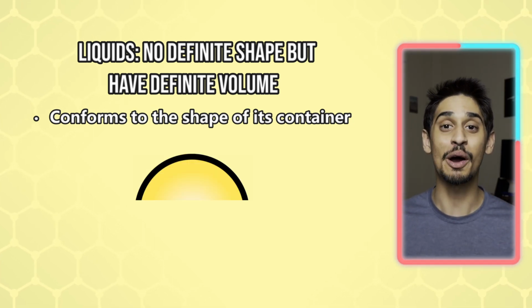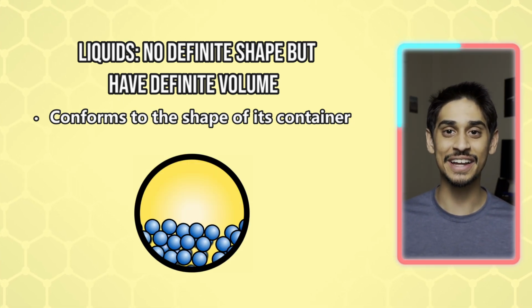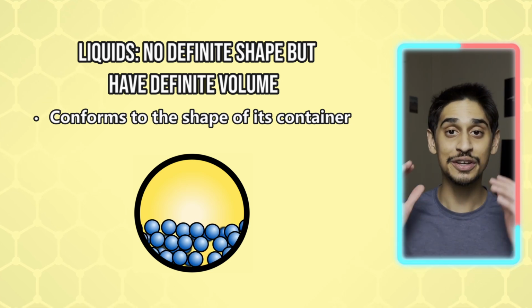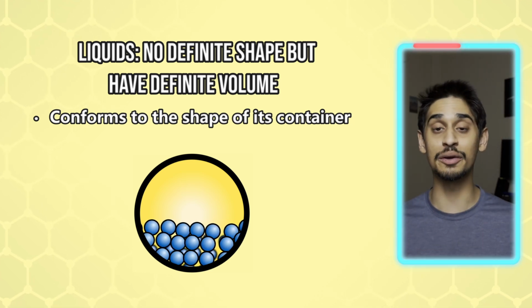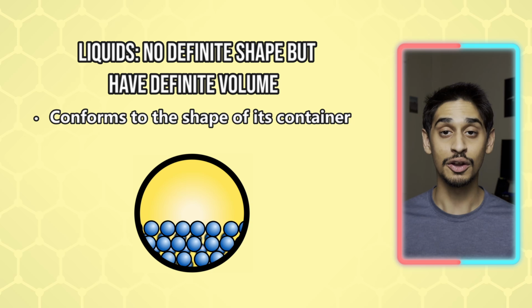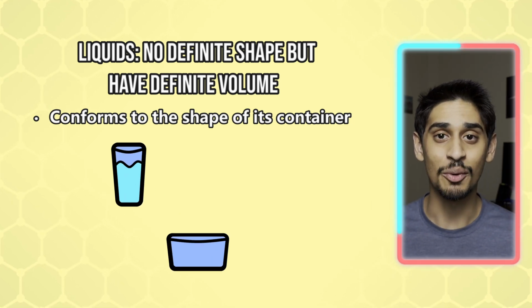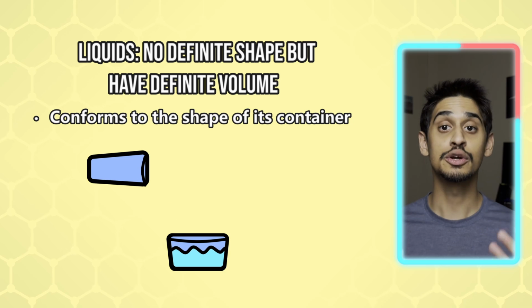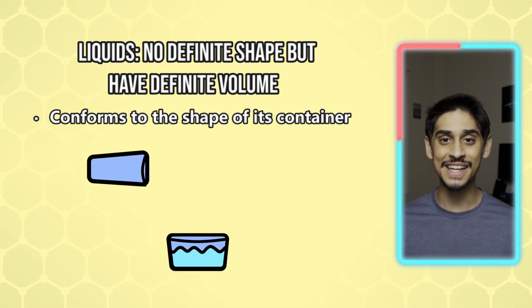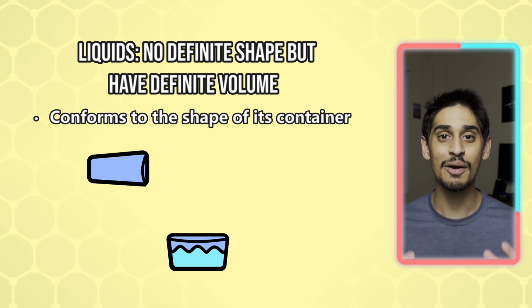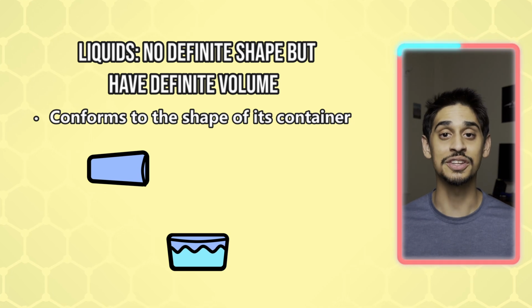This occurs because while the molecules are still stuck together like they are in solids, they aren't fixed in place, and they can move freely around each other, making it so that they can conform to the shape of their container. Think about a tall, skinny glass of water and pouring this into a wider, short glass. The water molecules stay together and retain the same volume, but they can form to the shape of its container.